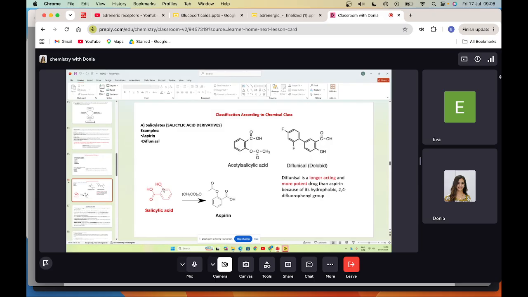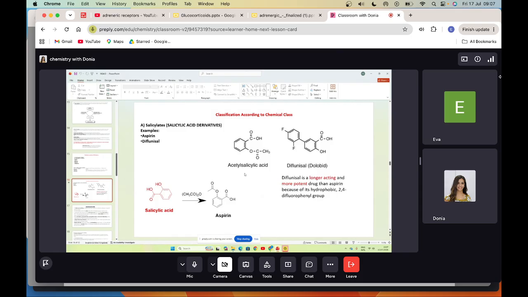Number one, the OH must be ortho to the carboxylic acid. If it is meta or para, activity would decrease. What does this salicylic acid actually do? It inhibits the COX irreversibly. Irreversibly means that the enzyme would remain blocked for a very long period of time, due to the ionic bond after it is hydrolyzed.